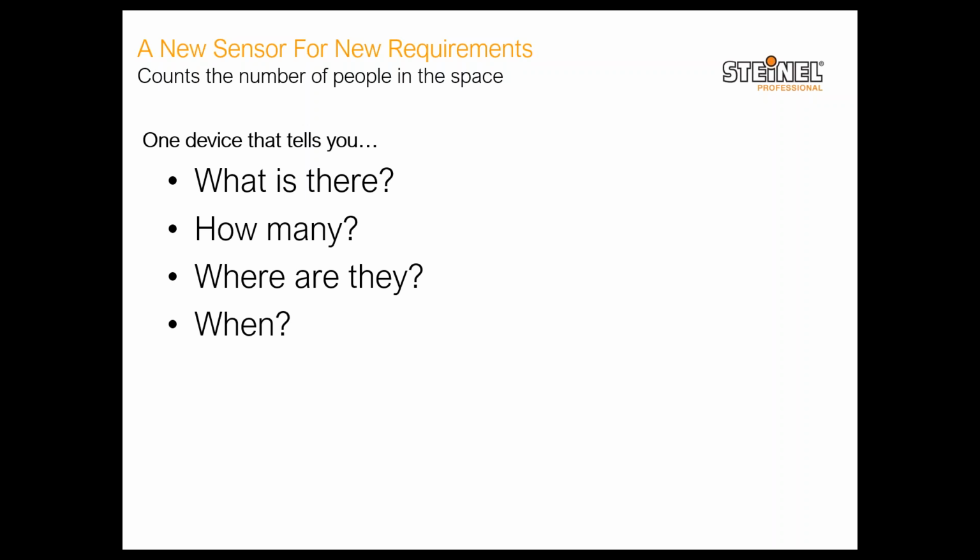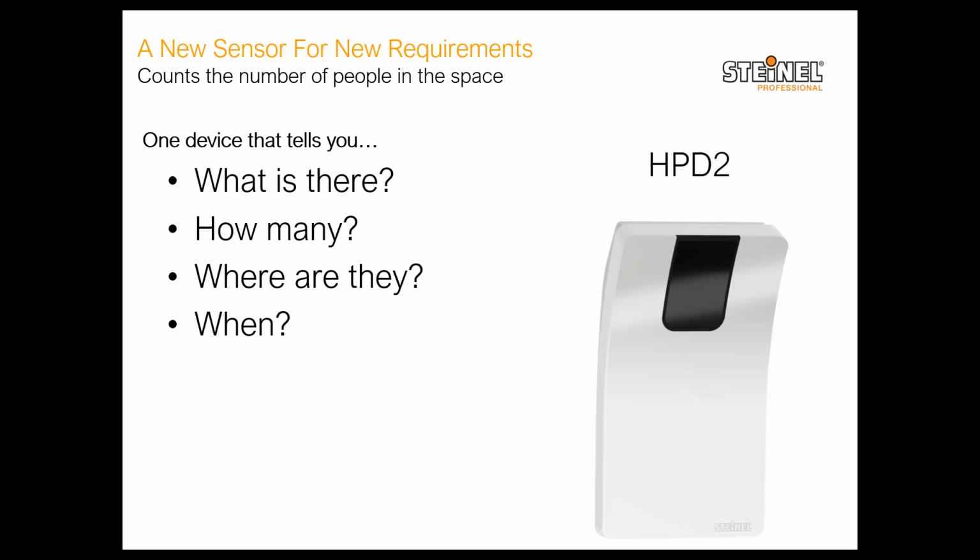Now, how many are there? How many humans are there? That's a very important question when you are gathering all this information and tying it into other systems. Where are they located in this room? Are they close to the window? Are they further away from the window? Are they all standing in one line? Are they spread out? When did they come in? How long did they stay? When did they leave? The rate of people moving in and out of the area. This new sensor, HPD2, will give you all of this information.